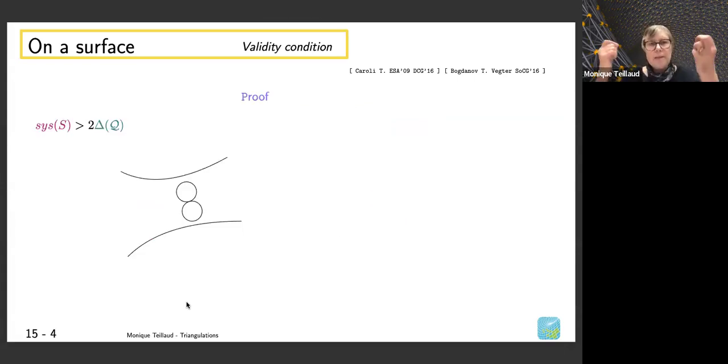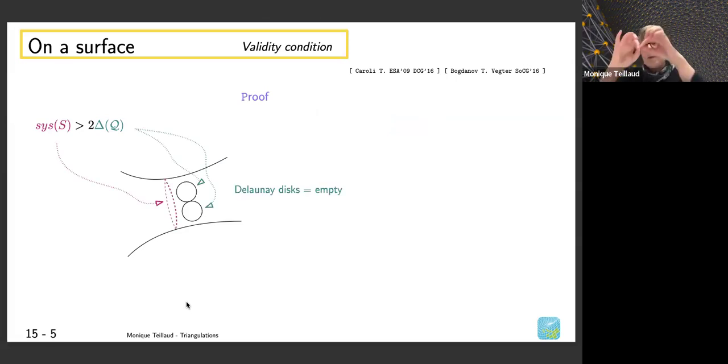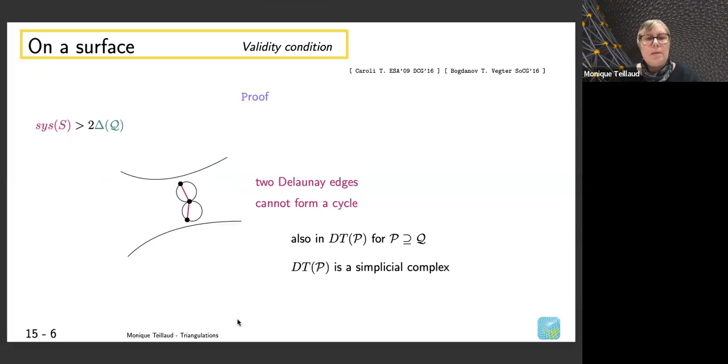And the proof is really easy. If your diameter is smaller than half the systole, and you have two empty disks, you put them together, they cannot intersect anywhere else, because the diameter is too small, they cannot join. So if you have two Delaunay edges, they are contained in some empty disks, and they cannot form a cycle. So you have a simplicial complex and everything will work. So the proof is easy to understand. And of course, if you add more points, it will still work, because the circles can only get smaller. They cannot get larger in a Delaunay triangulation.